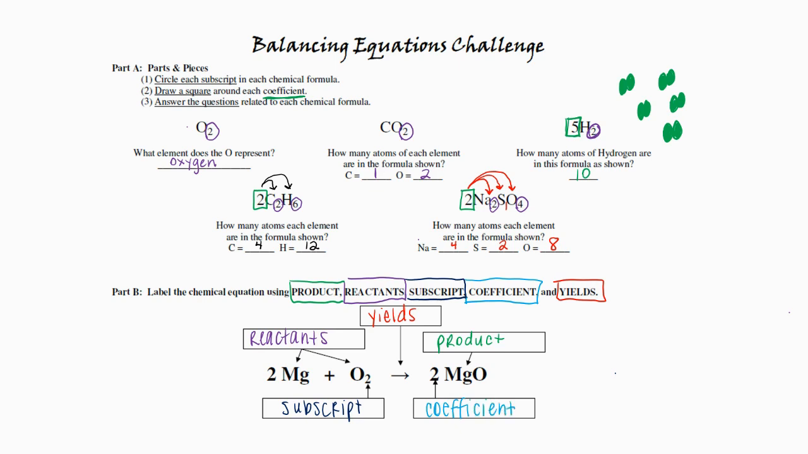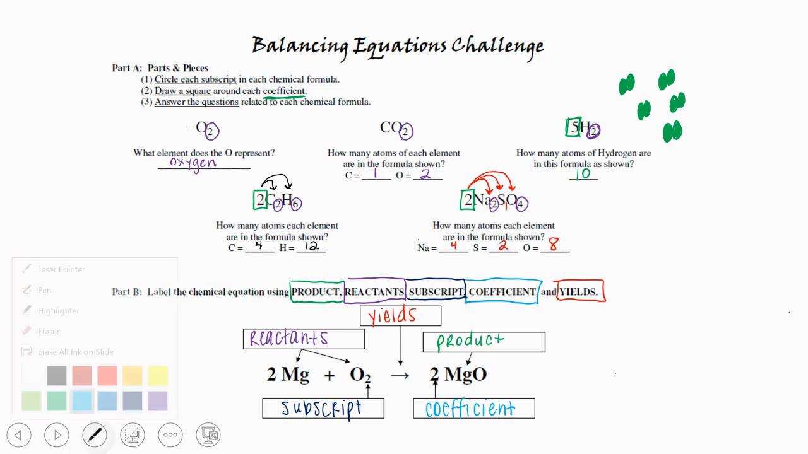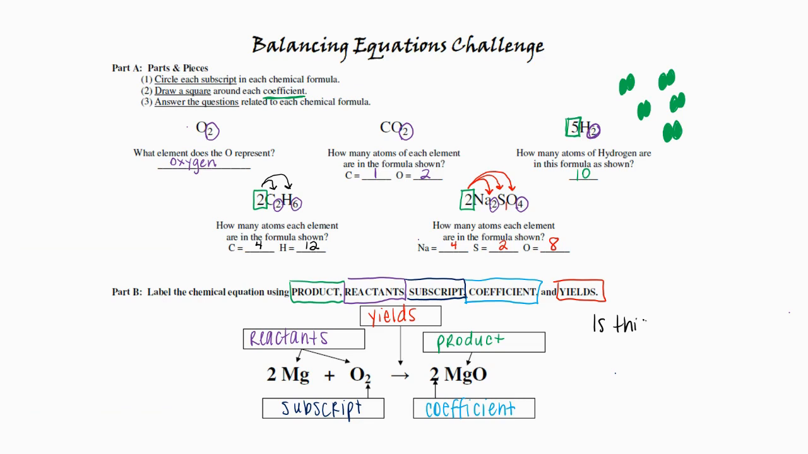Awesome. So again, to review the vocabulary, reactants are always going to be on the left side of the arrow and products on the right side of the arrow. The arrow means yields. Subscripts are small numbers that come after the element, and coefficients are big numbers that come before the compound. And what we're going to have to do in this unit is be able to answer the question, is this equation balanced?